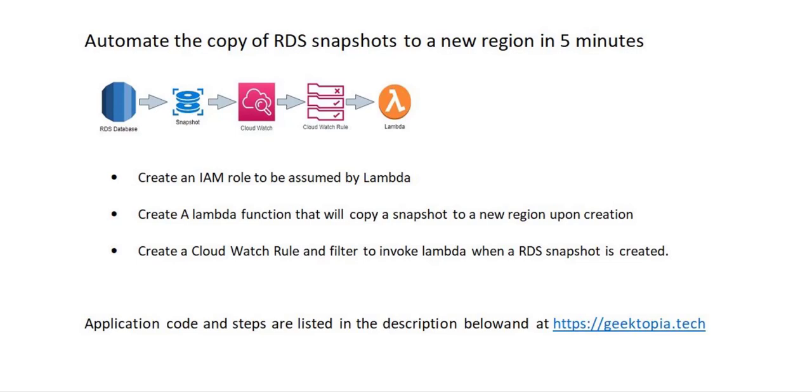Today we're going to automate the copying of RDS snapshots to a new region. When RDS creates a snapshot, an event is sent to CloudWatch. CloudWatch will evaluate our rules and filters to invoke the appropriate Lambda function.